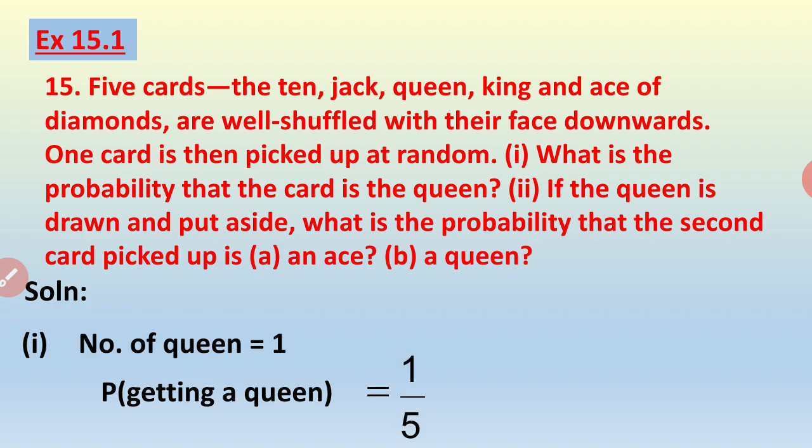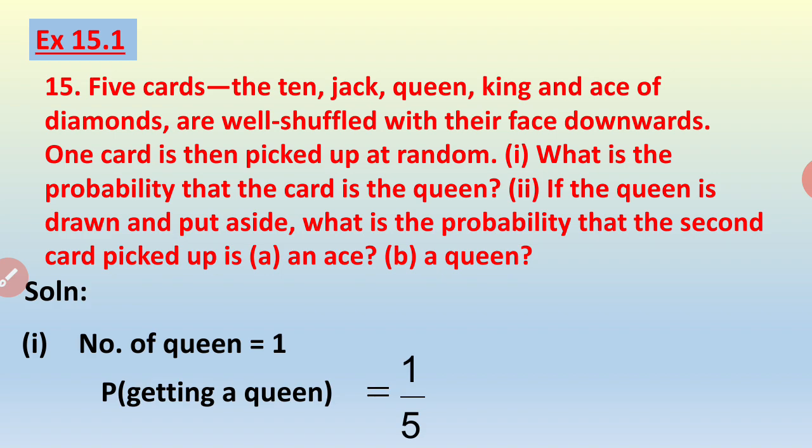Now the next part of the question. If the Queen is drawn and put aside, what is the probability that the second card picked up is an Ace? Now the very first card that is picked comes up to be Queen. It is taken and kept aside.